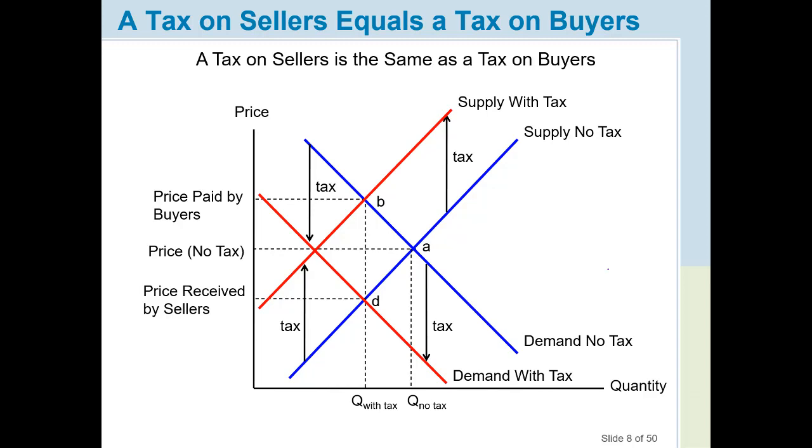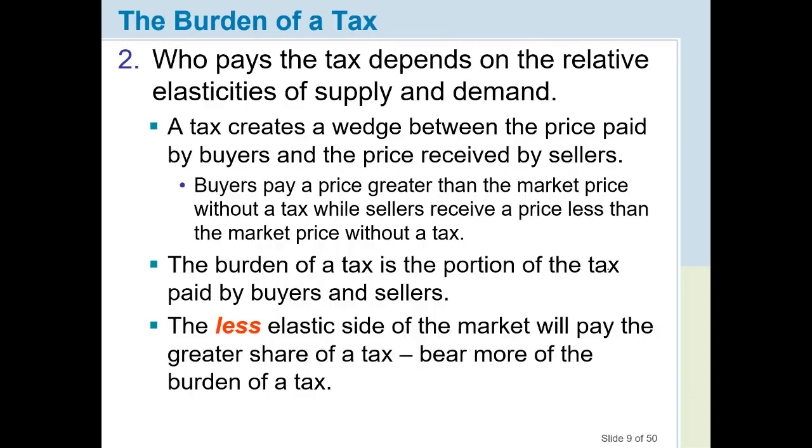It's pretty easy to think it through with supply and demand. Now, let's get into the elasticity issue. So who pays how much of the tax depends on the relative elasticities of supply and demand. A tax creates a wedge, as I've mentioned, between the price paid by buyers and the price received by sellers. Buyers will wind up paying somewhat higher of a price than the previous market equilibrium price before the tax, and sellers will wind up receiving somewhat less of a price than the previous market equilibrium before the tax. Now here's the upshot. The less elastic side of the market will pay the greater share of the tax.